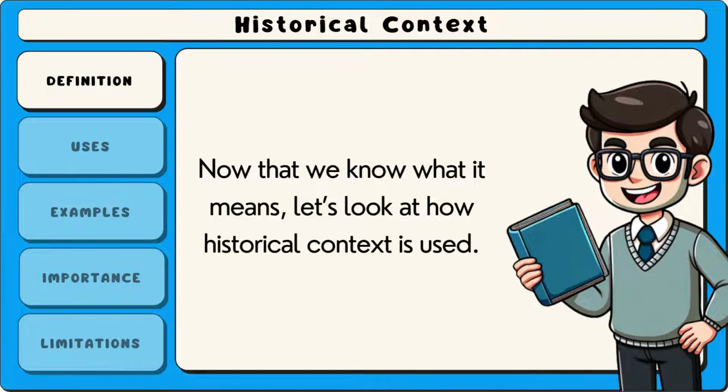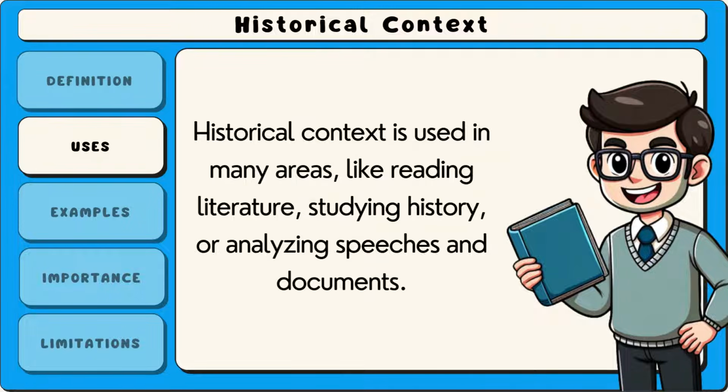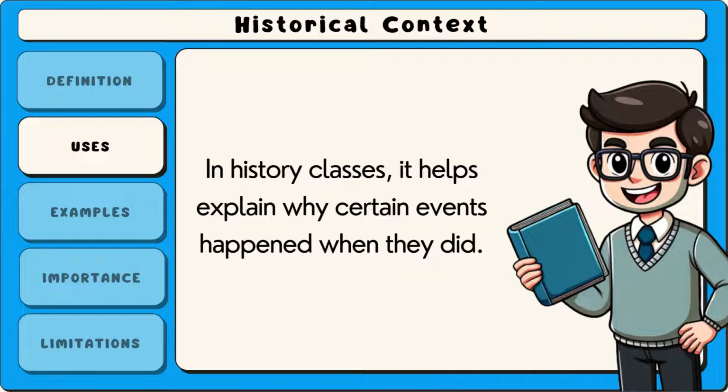Now that we know what it means, let's look at how historical context is used. Historical context is used in many areas, like reading literature, studying history, or analysing speeches and documents. In history classes, it helps explain why certain events happened when they did.